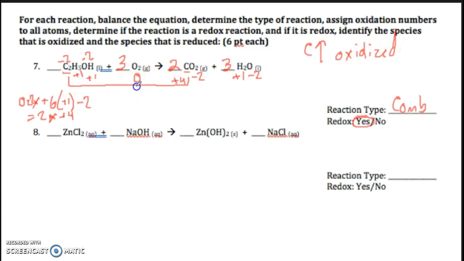And my oxygen here went from a 0 to a -2, and it didn't matter if you took it to that -2 or that -2. So oxygen went from a 0 down to a -2, and it was reduced.